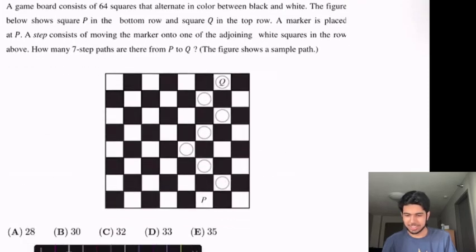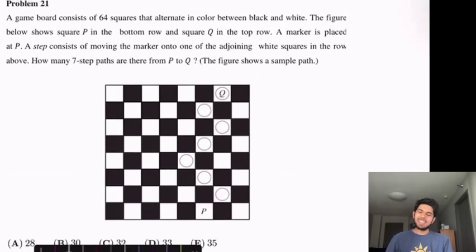Alright, let's move on to question 21. A game board consists of 64 squares that alternate in color between black and white. The figure below shows the square P in the bottom row and square Q in the top row. A marker is placed at P. A step consists of moving the marker onto one of the adjoining white squares in the row above. How many 7-step paths are there from P to Q?